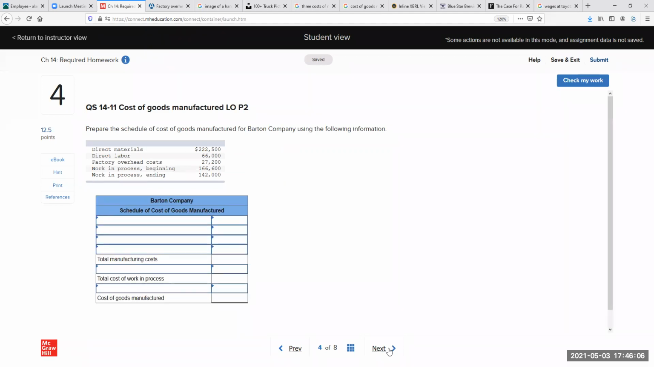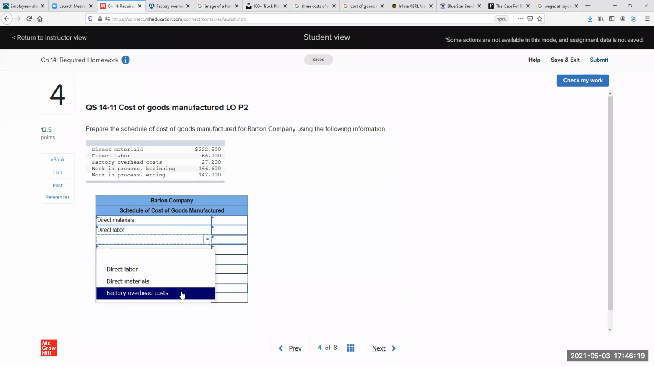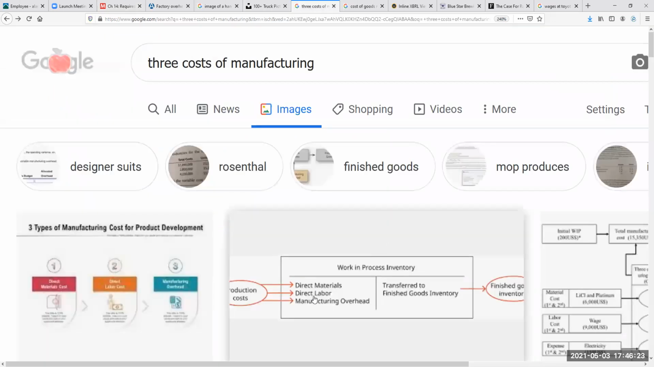Cost of goods manufactured. This is the big 3. What are the big 3? Materials, labor, and overhead. So we're going to put materials, labor, overhead. Those are your big 3. And those are the big costs. And you see, you transfer out to finished goods what you finish, but if you haven't finished them, they stay here to work on next month.